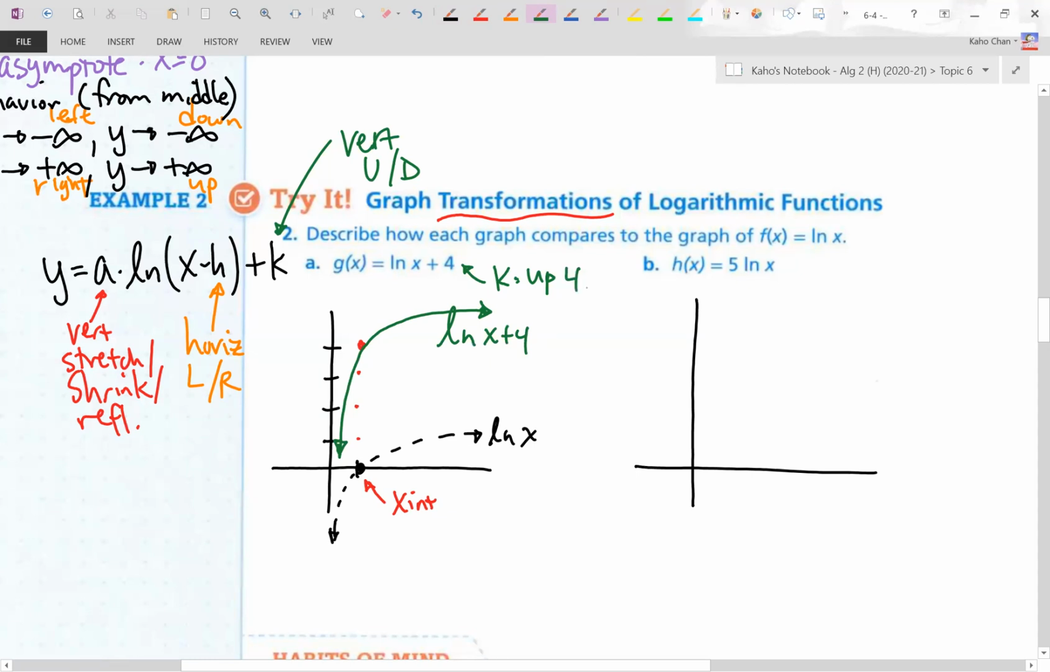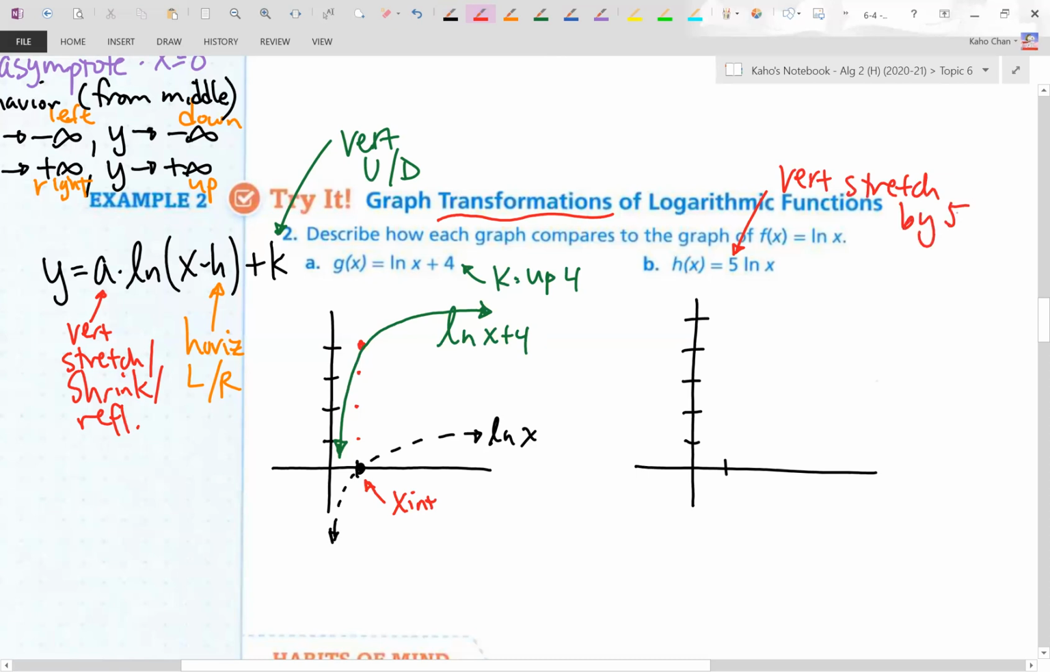Easy peasy. All right, I'm going to do the same with number 2b now. Go ahead and graph it. This was a little trickier with the 5. That 5 is definitely a, isn't it? That's a vertical stretch, and 5 is a 500% stretch, by 500% or just 5.